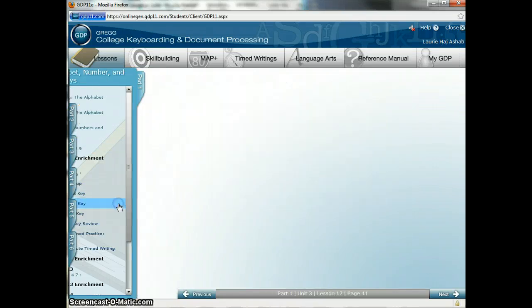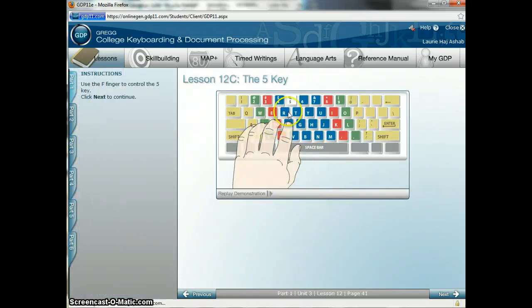And number 5, you're going to be reaching up with your F finger. 5, 5, 5. 5, go back to your home row, 5, 5.